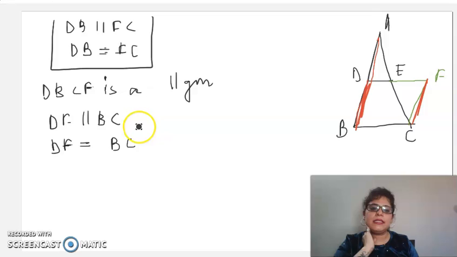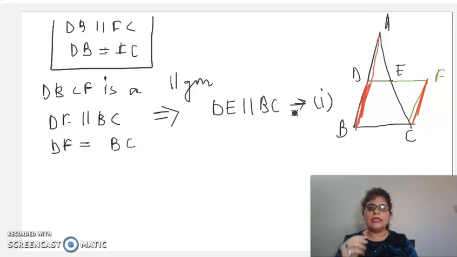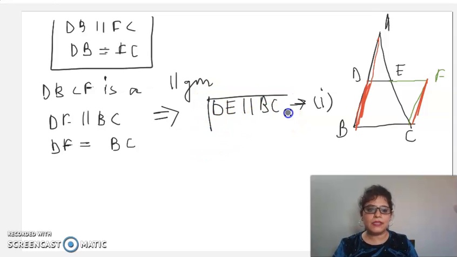Right? Now DF parallel to BC means DE also should be parallel to BC, because anyway DE is a part of DF. So from this we can say that DE is also parallel to BC, which proves our first part of the theorem, that the line segment joining the midpoints of two sides of a triangle is parallel to the third side. Till now we have done the parallel condition. Coming to the equal to half of it condition, let me just highlight it.